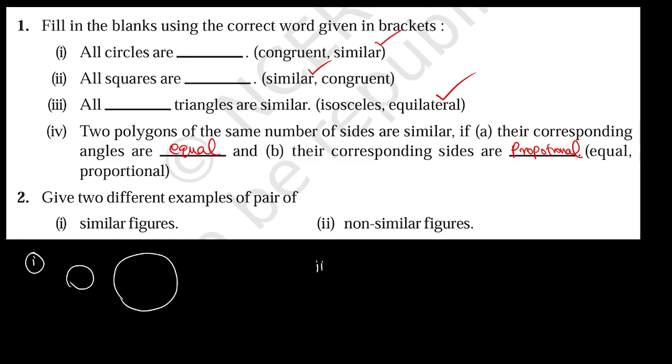Non-similar figures means, for example, a triangle and a circle. Understood? A triangle and a circle are non-similar figures. If you expand the triangle, will it ever become a circle? Never. So these two are not similar. But two circles are similar. Just an example is required. All of you clear? So all of you please write down. If you are 100% clear till this step and have written it, raise your hand.